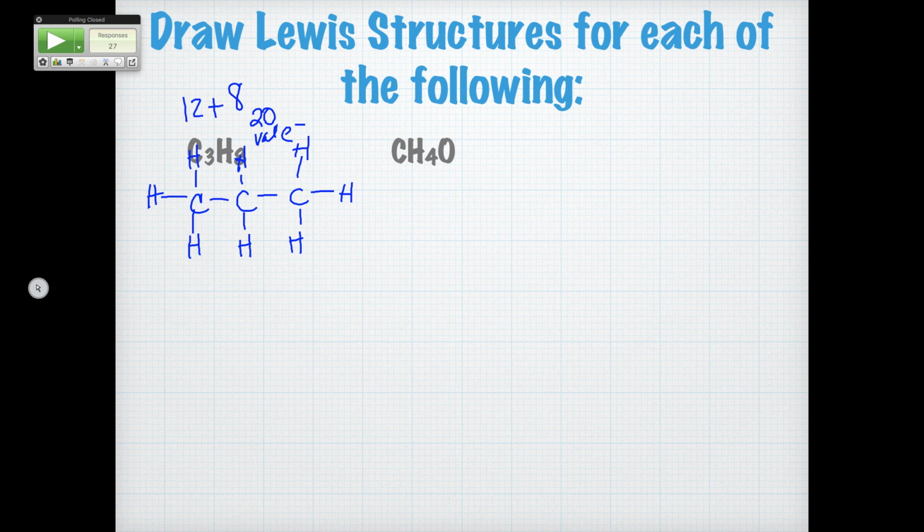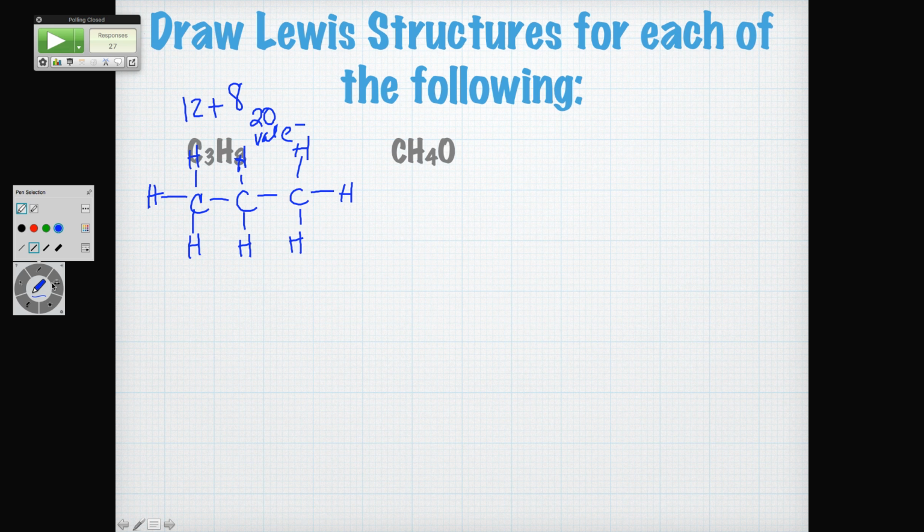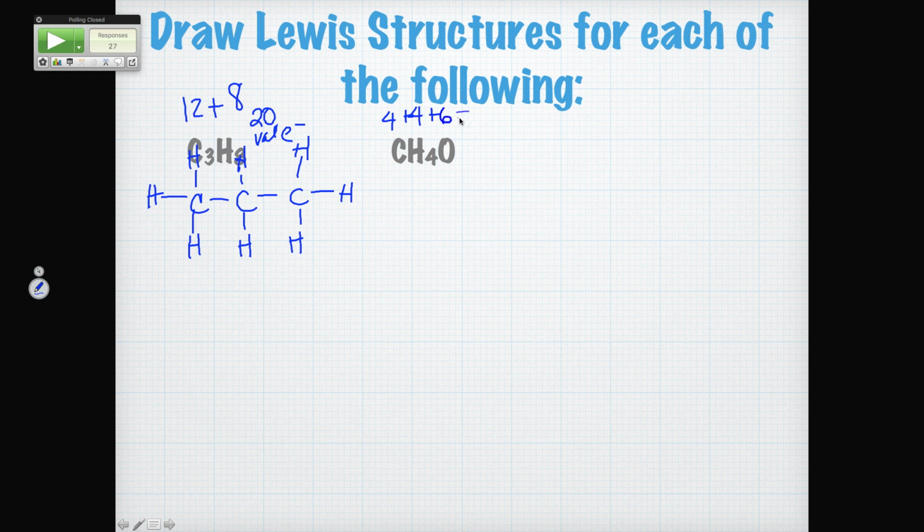All right, let's add up the valence electrons. How many from the carbon? 4. How many from the 4 hydrogens? How many from the oxygen? So that's going to be 14. Make sure you get 14 valence electrons.